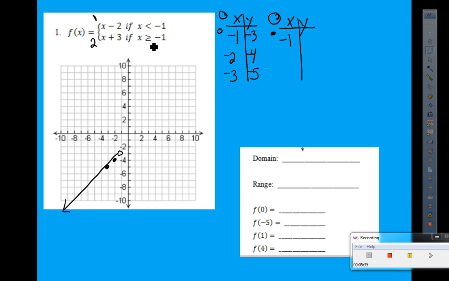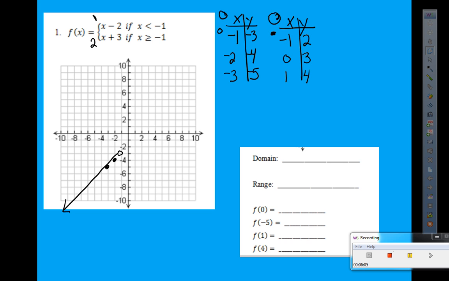Now you need to pick some numbers greater than -1. So I'm going to pick 0, and I'm going to pick 1. Just some numbers greater. You can pick whatever you want. We're going to plug these numbers into the second equation there. So I'm going to go -1 plus 3, and I'm going to get 2. I'm going to go 0 plus 3 and get 3. I'm going to go 1 plus 3 and get 4.